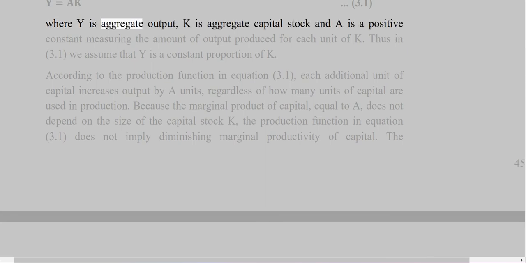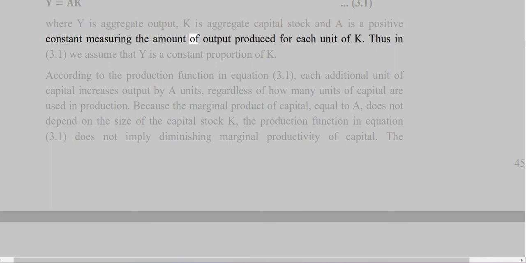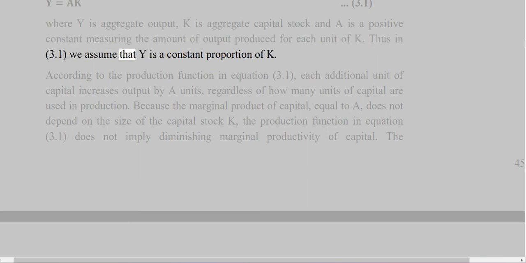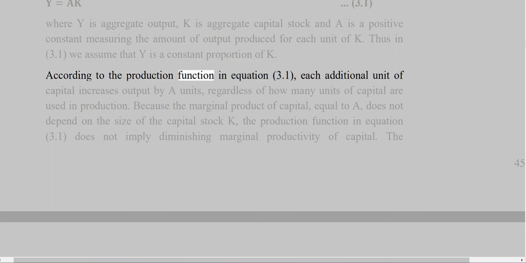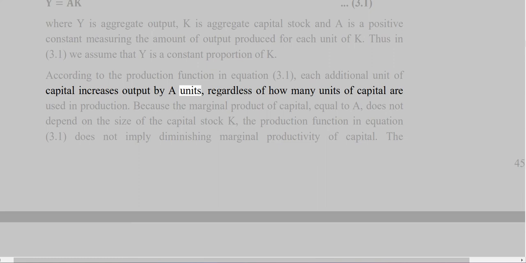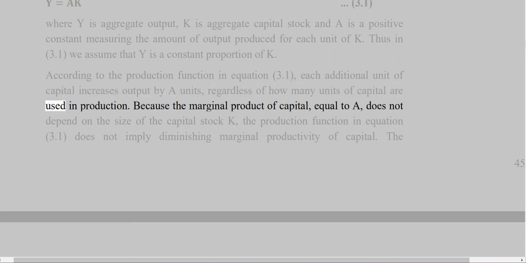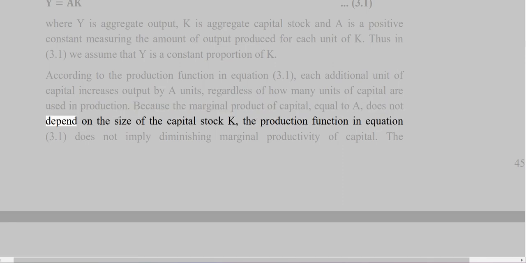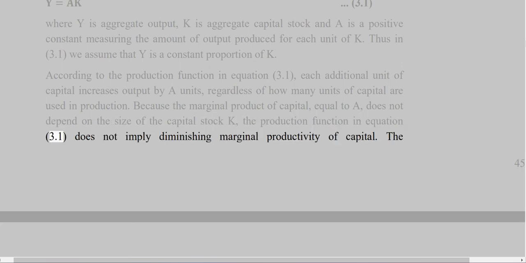3.1 Where Y is aggregate output, K is aggregate capital stock, and A is a positive constant measuring the amount of output produced for each unit of K. Thus in 3.1, we assume that Y is a constant proportion of K. According to the production function in equation 3.1, each additional unit of capital increases output by A units, regardless of how many units of capital are used in production. Because the marginal product of capital, equal to A, does not depend on the size of the capital stock K, the production function in equation 3.1 does not imply diminishing marginal productivity of capital.